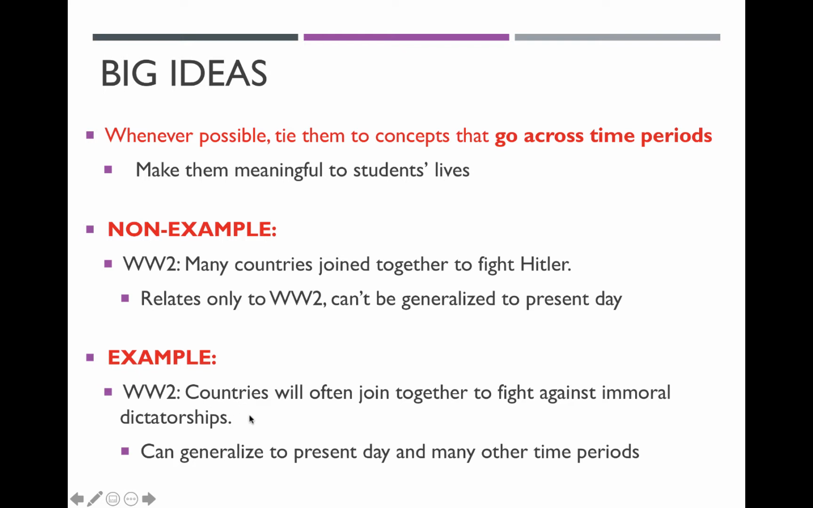A better example is World War II: countries will often join together to fight against immoral dictatorships. The reason why this is a better example of a big idea is because you can have students generalize to present day dictatorships, or you can often have students see this across time periods. And so it makes it much more meaningful and much more concrete for students to see.